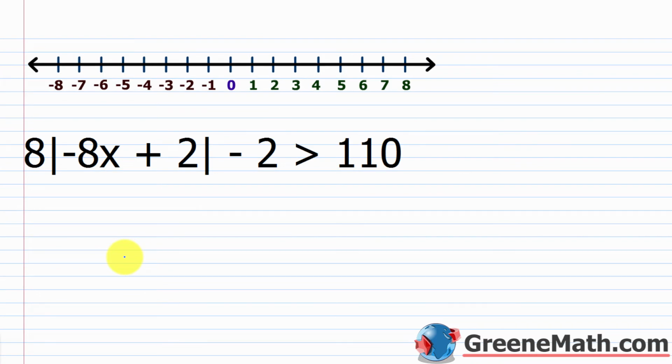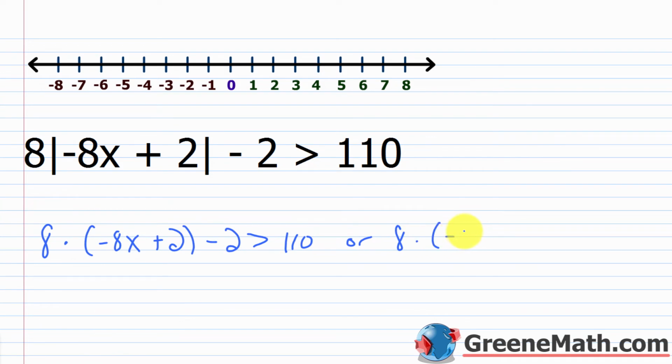All right, let's take a look at another one. So we have 8 times the absolute value of negative 8x plus 2, minus 2, is greater than 110. A common mistake is, after you've seen these easy problems, you start saying, okay, well, 8 times, remove the bars, negative 8x plus 2 minus 2 is greater than 110. Or then you say, well, 8 times, and then inside parentheses, negative 8x plus 2 minus 2 is less than negative 110.